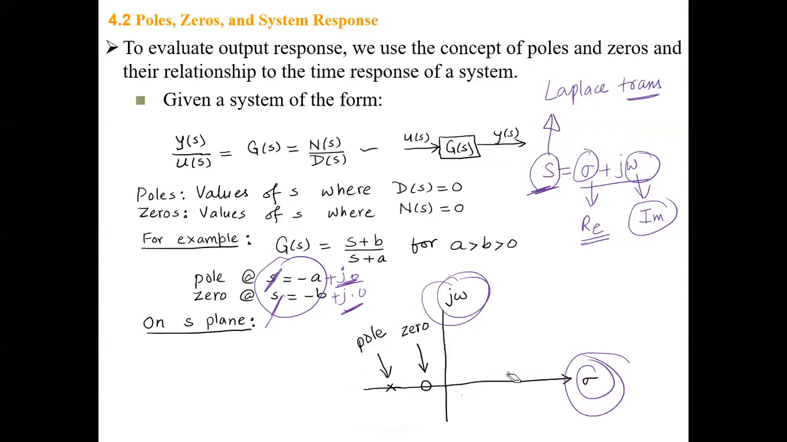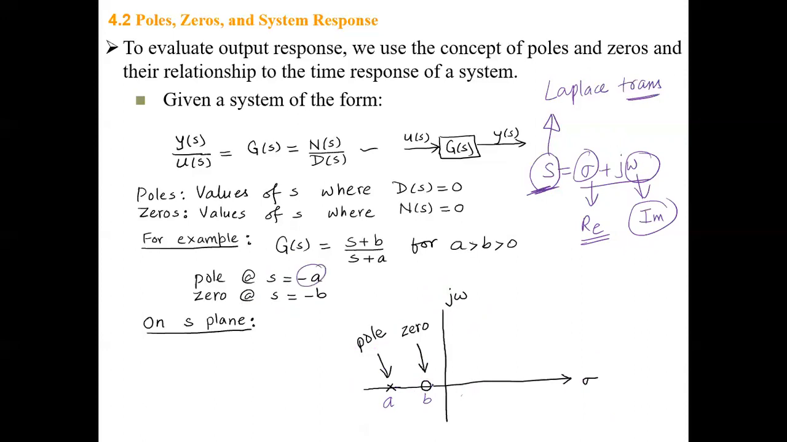Make sense? So then how do you plot this guy? This is your A, and this is your B. But they are negative, right? That's why you have them in the negative axis here. This is negative A, this is negative B. This is how you plot on the S plane. This is called the S plane, by the way.